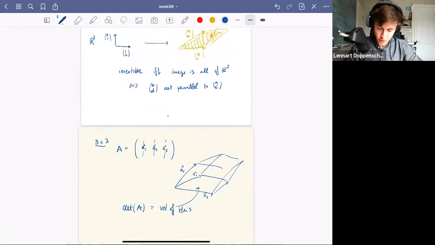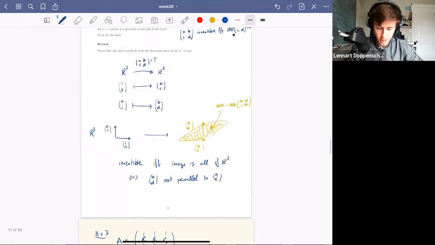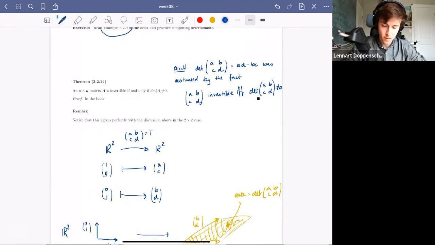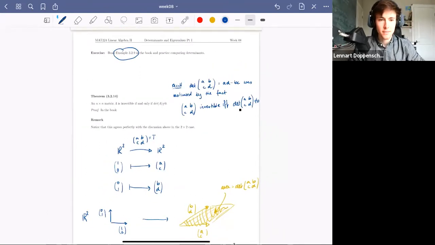That's just some intuition about this theorem, which we're not going to prove because the proof is too long. Any questions?